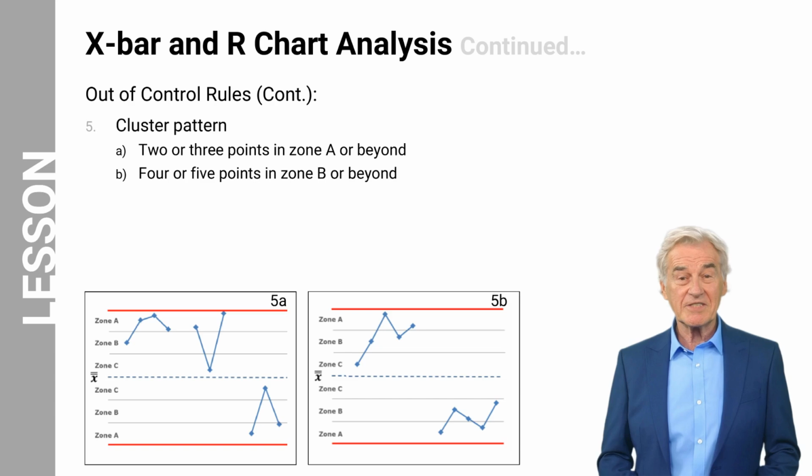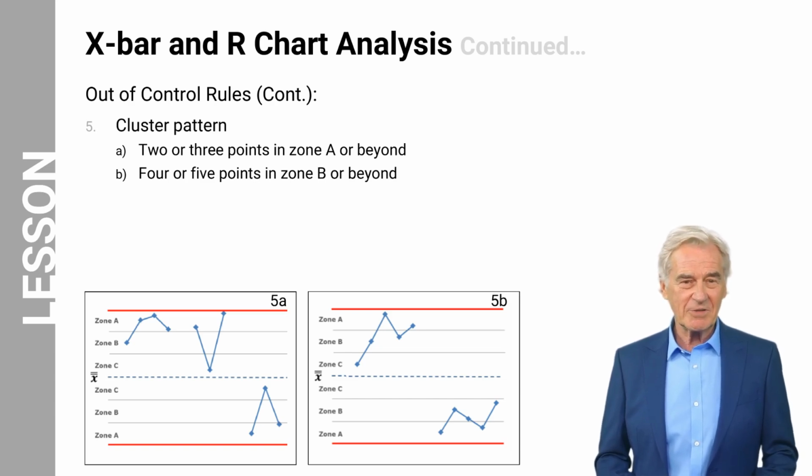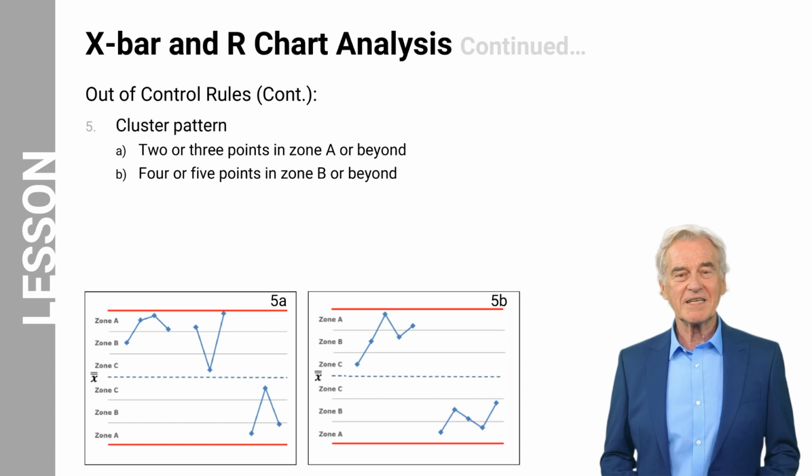The fifth condition is called a cluster pattern. This occurs when there are groups of points clustered together in the 3 zones of the charts. Each zone, A, B, and C, corresponds with the standard deviation away from the center line, with zone C being the closest to the center. When 2 or 3 points are in zone A or beyond, then the process is out of control. Also, if 4 or 5 consecutive points are clustered in zone B or beyond, then the process is out of control.